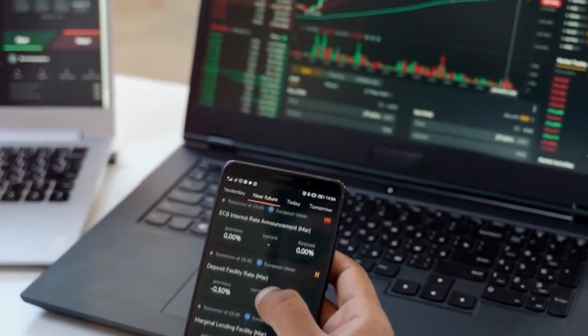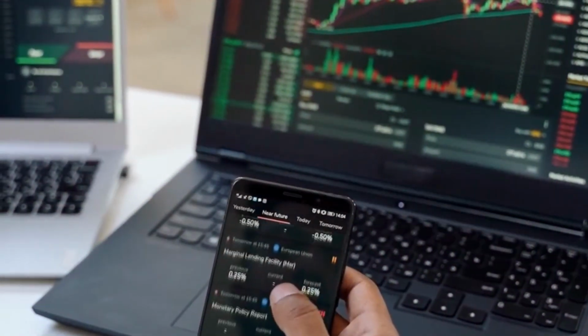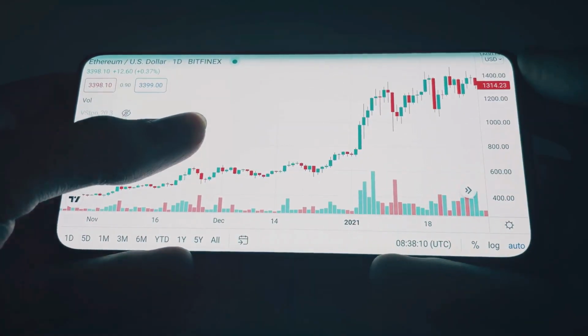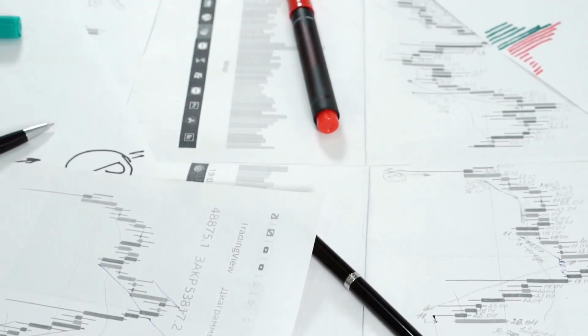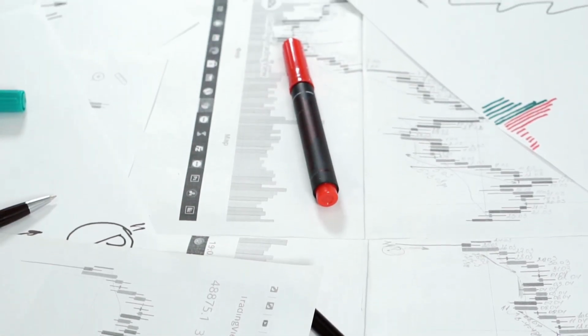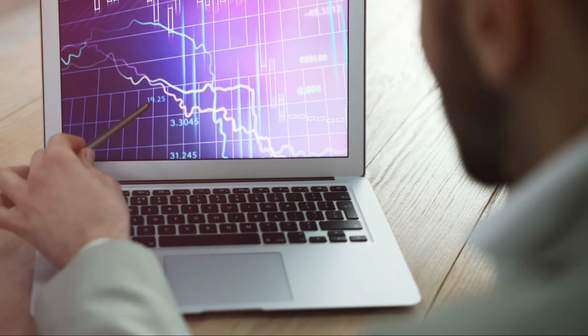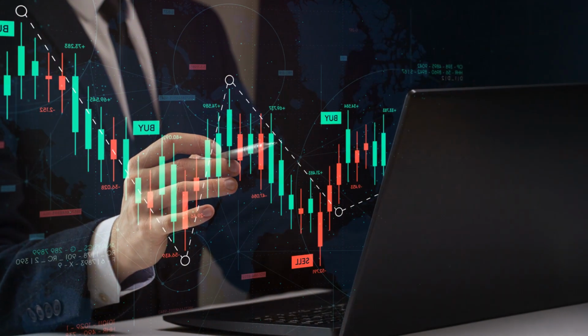Define your goals, risk tolerance, preferred trading style, and strategies before placing any trades. The Forex market is dynamic and constantly evolving. Commit to continuous learning by staying updated on market trends, exploring new strategies, and refining your skills. By avoiding these common mistakes, you'll be well on your way to becoming a successful Forex trader.